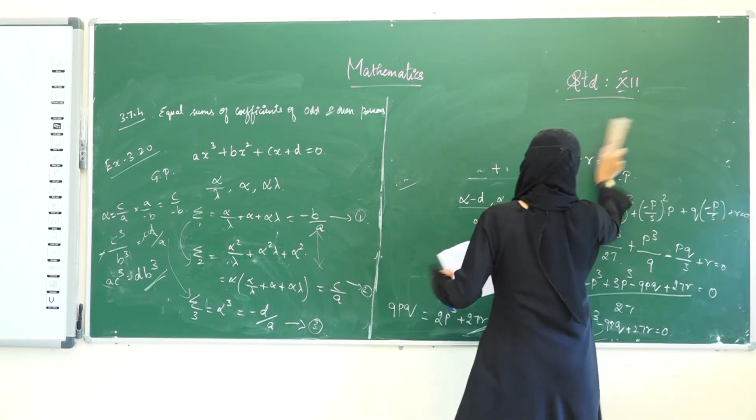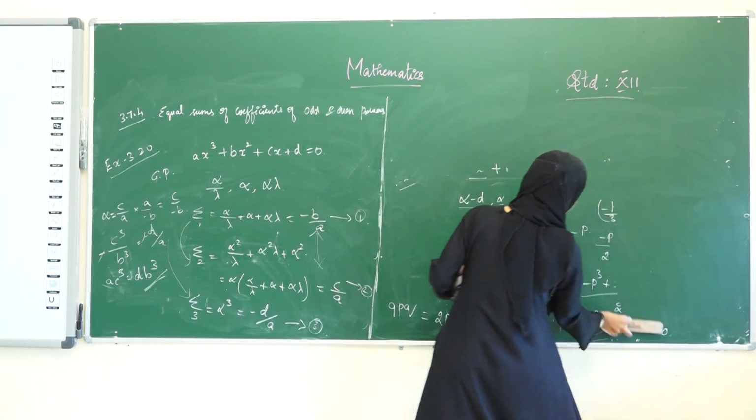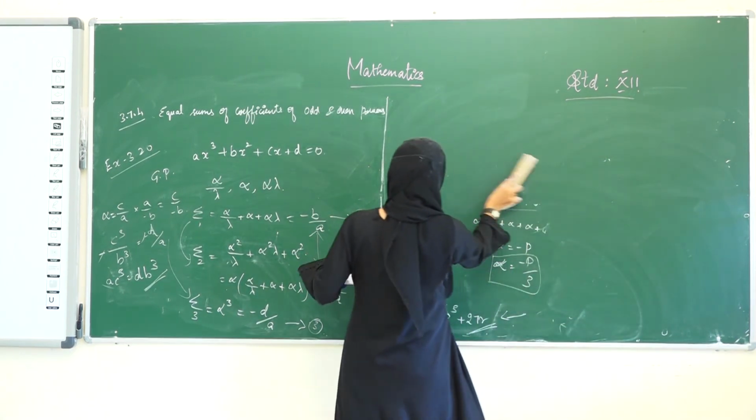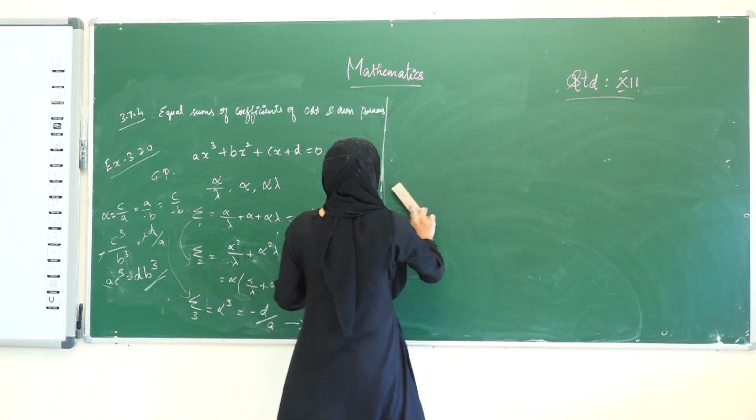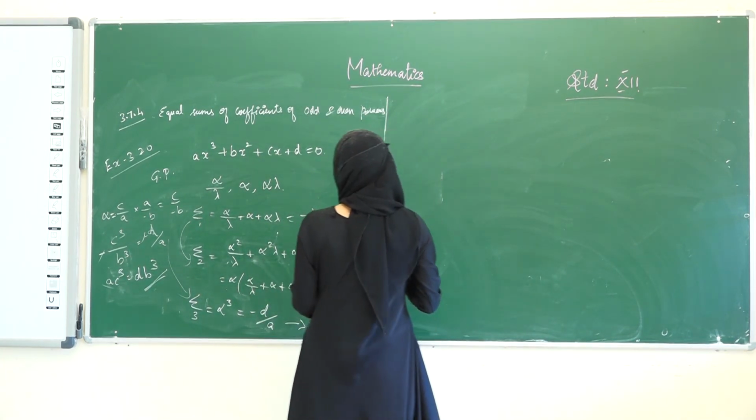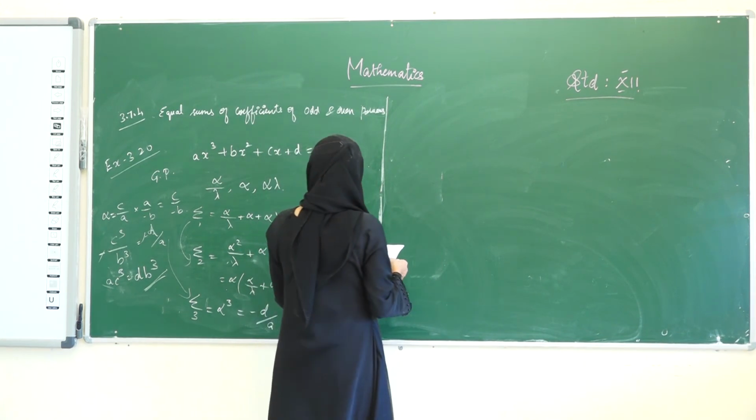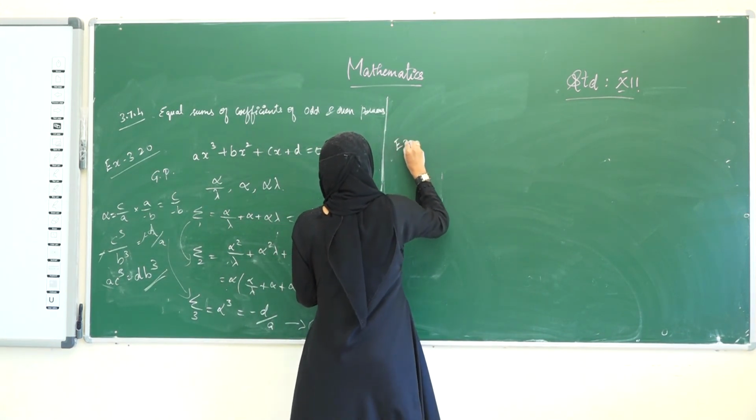Okay, hope you have understood that this will be very simple. We are going to use Vieta's formula and find the sum of the roots, summation 1, summation 2 and the product of the roots, and we are going to just substitute, then we can get the answer. Okay, we can get the condition.